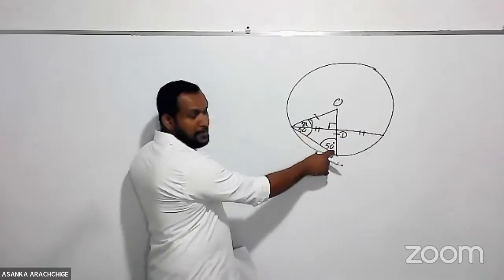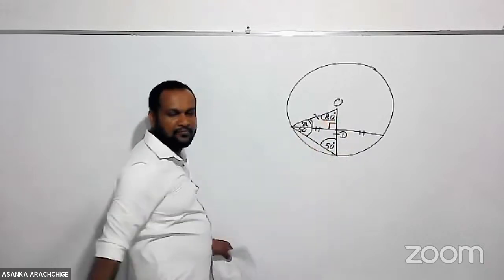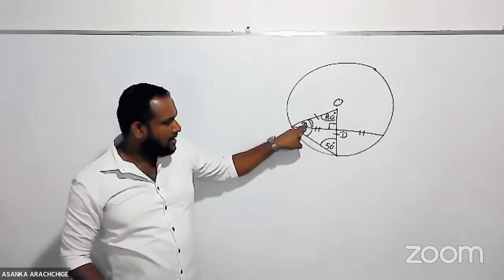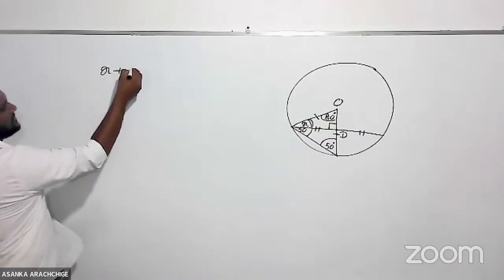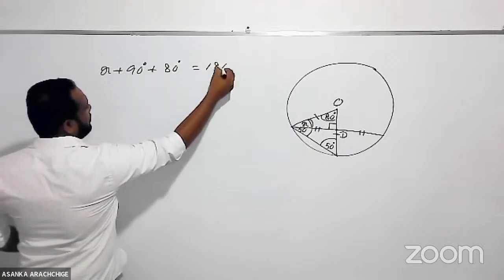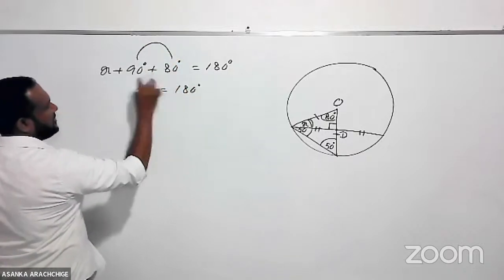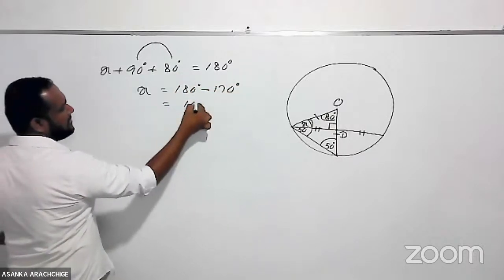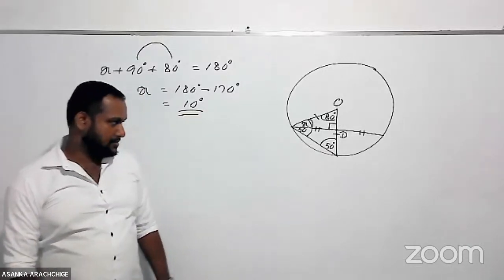Then 50 plus 50 is 100, so this angle must be 80. Then x plus 90 plus 80 must be 180. x is equal to 180 minus 170, since 90 plus 80 is 170 and goes to the other side as minus 170. Answer: x equals 10 degrees.